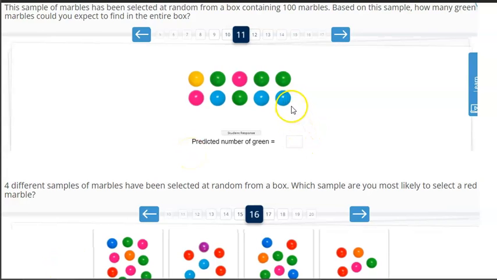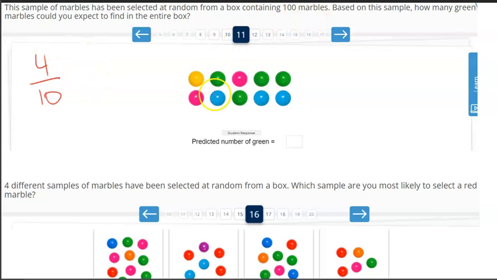This sample of marbles has been selected at random from a box containing 100 marbles all up. Based on this sample, how many green marbles could you expect to find in the entire box? So this is an expectation based on this experiment. So here, this is an experimental probability. So we've taken out 10, and from the 10, there are 1, 2, 3, 4. So there's a 4 in 10 chance, or 40% chance, that you will pick up a green.